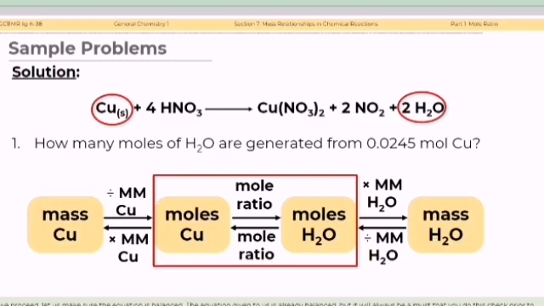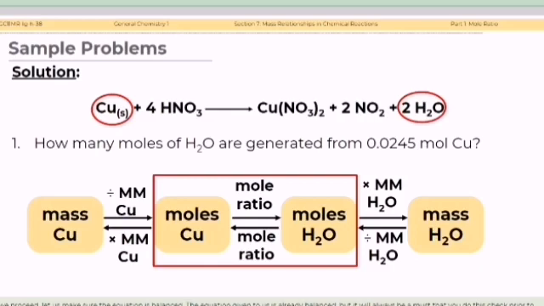Before we proceed, let us make sure the equation is balanced. The equation given to us is already balanced, but it will always be a must that you check prior to performing calculations. Since the equation is balanced, we can now start our calculations.